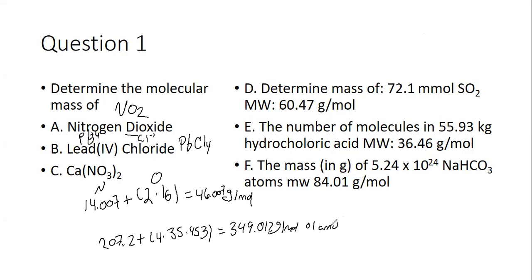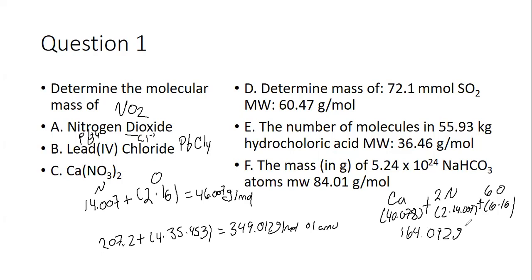Then calcium with two NO3s. So let's weigh this out. Calcium, the weight of one calcium is 40.078. Plus, okay, we have two nitrogens, because remember that the 2 on the outside of the parentheses distributes inwards. So 2 times 14.007 plus, now we have 6 oxygens, because we distribute that 2. 2 times 3 is 6. 6 oxygens. 6 times 16. Again, I'll do this really quick. So it's 40.078 plus 2 times 14.007 plus 6 times 16, 164.092. So the weight of this is 164.092 grams per mole.